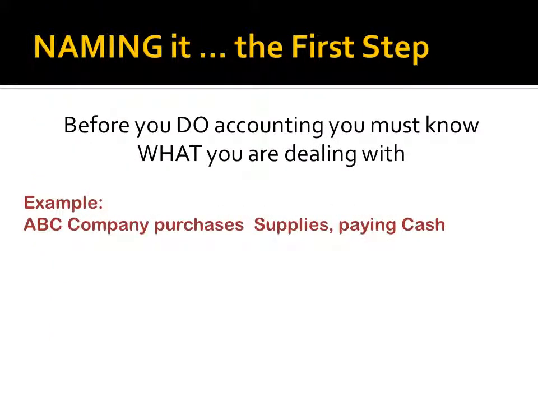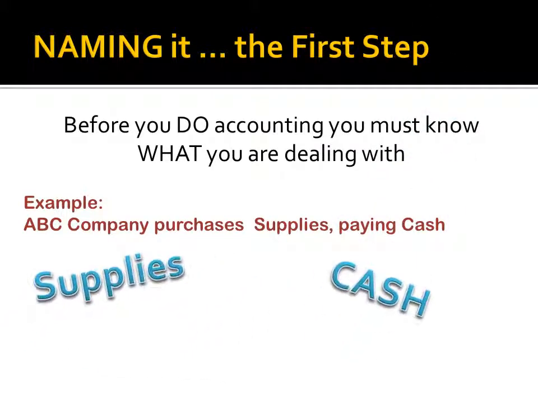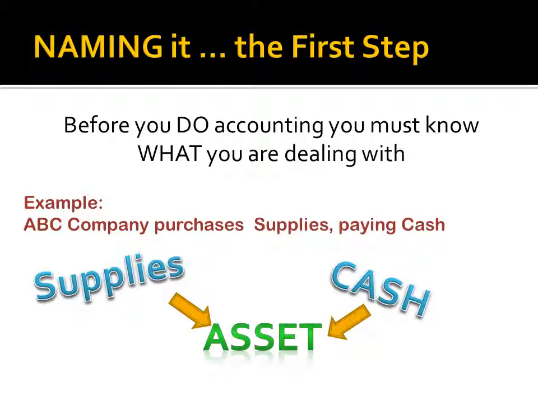So before you do any accounting, you have to know what you're dealing with. In this example, if we purchase supplies and we pay cash for them. So we have supplies and we have cash. Supplies is an asset, so is cash. So we have just traded one asset for a different asset. And a lot of that happens, of course.